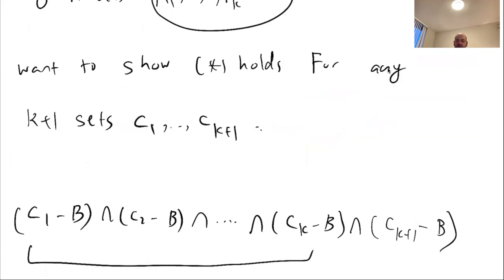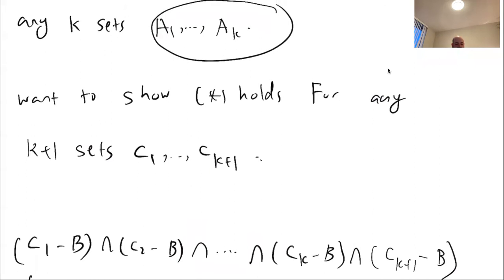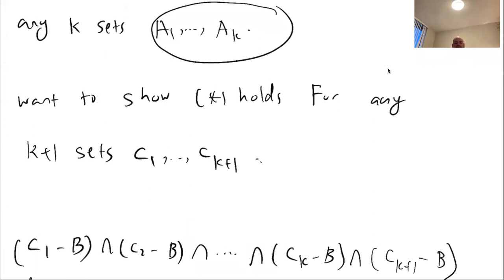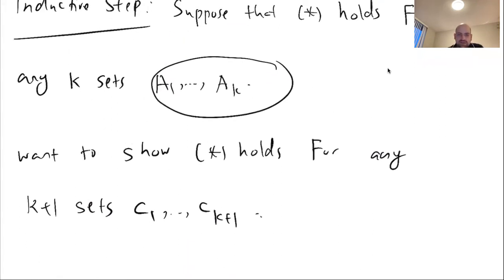So I have a new batch of sets, let's say k plus 1 sets this time, C1 to CK plus 1. So why am I using new letters? Because in the induction hypothesis, I assume that the equality star holds for any k sets A1 to AK.